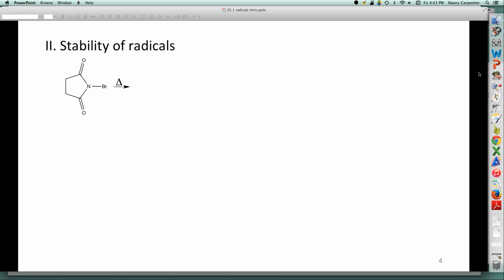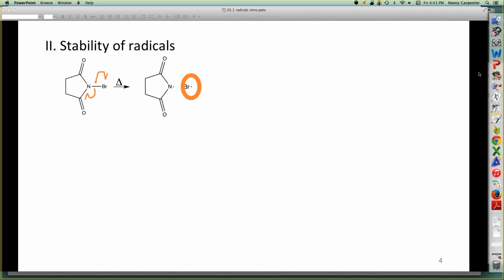So this molecule is N-bromosuccinimide, abbreviated NBS, and NBS has a particularly weak bond between the nitrogen and the bromine. So it's not difficult at all, upon the addition of just a little bit of heat, for homolytic cleavage to take place, two fishhook arrows signifying that I end up with one electron on my bromine and one electron on my nitrogen, so I have generated two radicals.